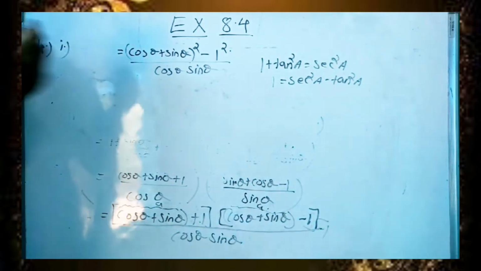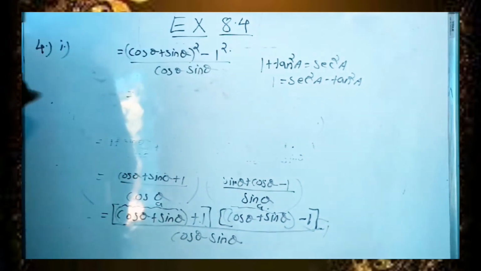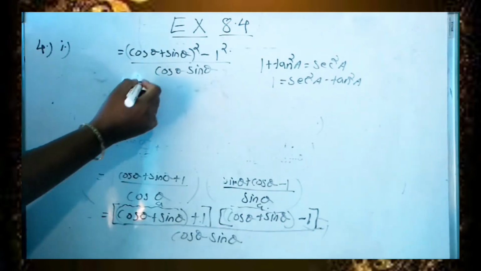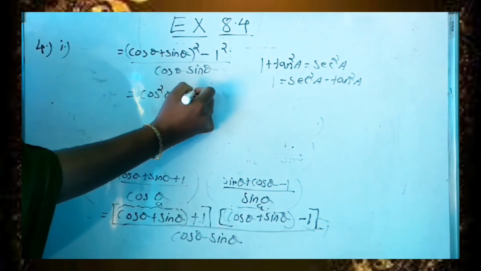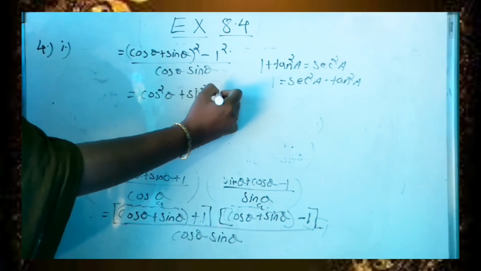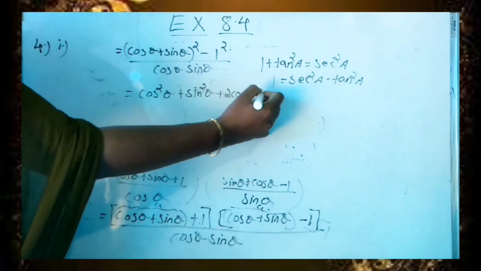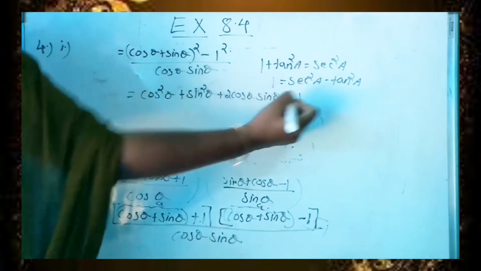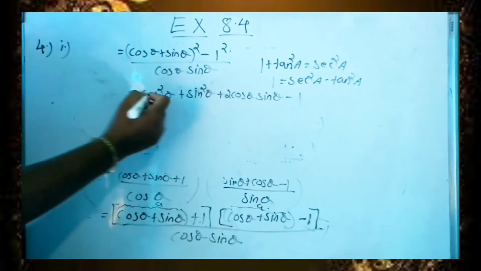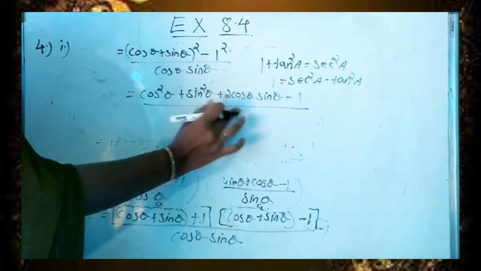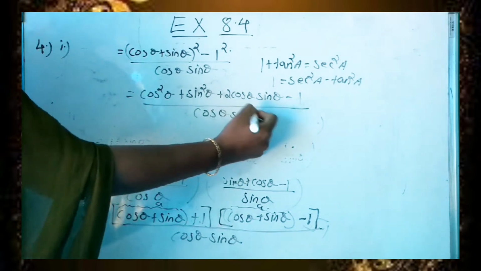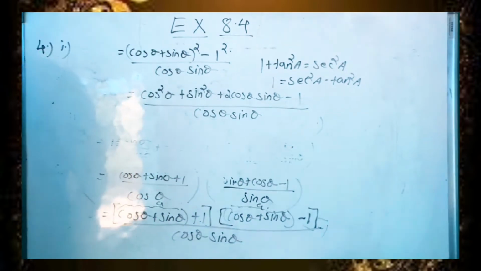And this is equal to, just expand it by using a plus b all square, that is cos square theta plus sin square theta plus 2 cos theta sin theta minus 1. Okay, thus 1 square becomes minus 1, divided by cos theta into sin theta.